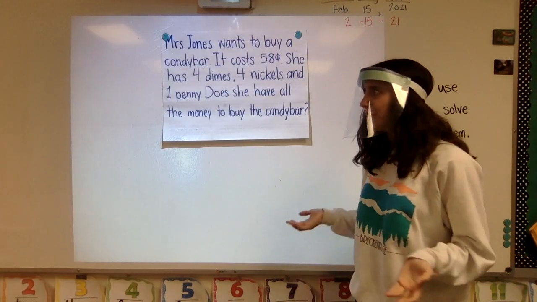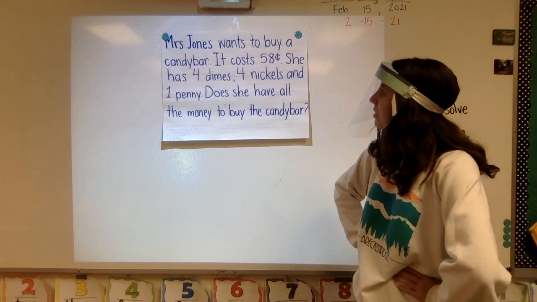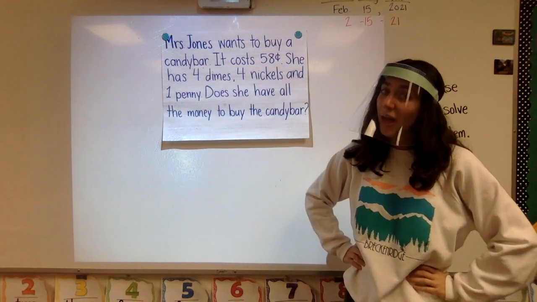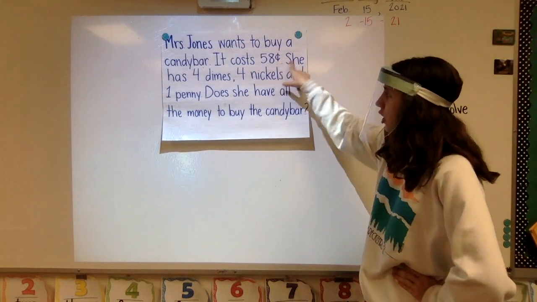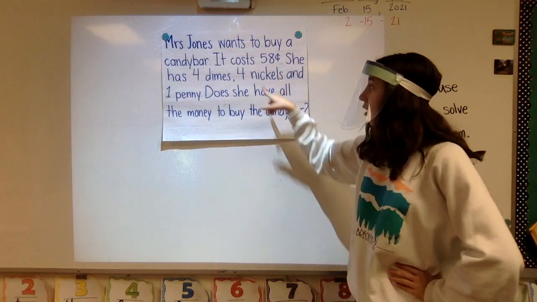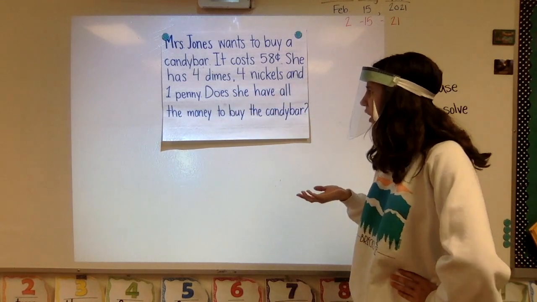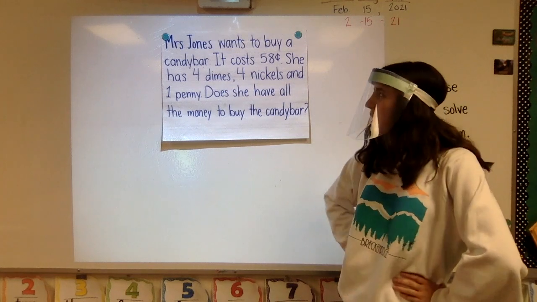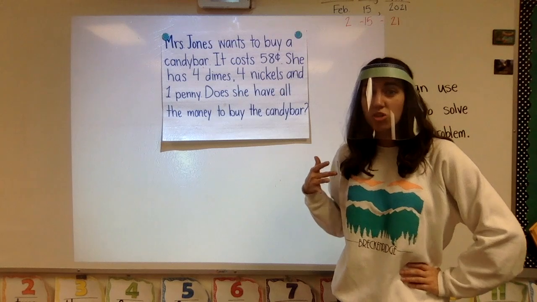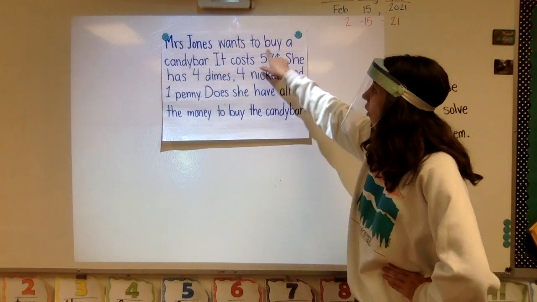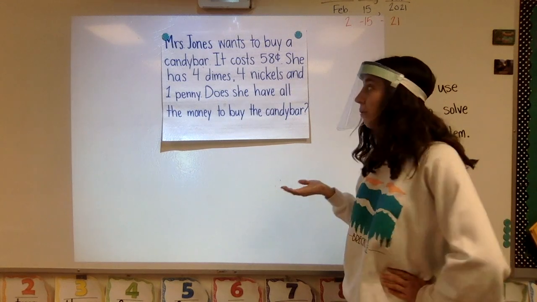Okay, Miss Jones came to us with a problem too that she needs us to solve. It says Miss Jones wants to buy a candy bar. It costs 58 cents. She has 4 dimes, 4 nickels, and 1 penny. Does she have enough money to buy the candy bar? So we have to determine the value of all of the money that Miss Jones has and see if it is greater or less than 58 cents.